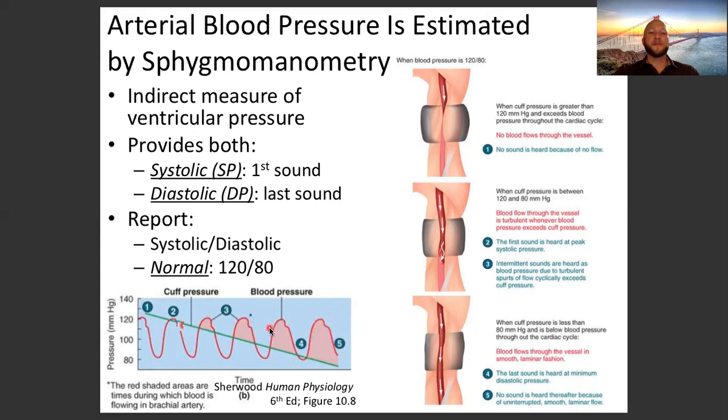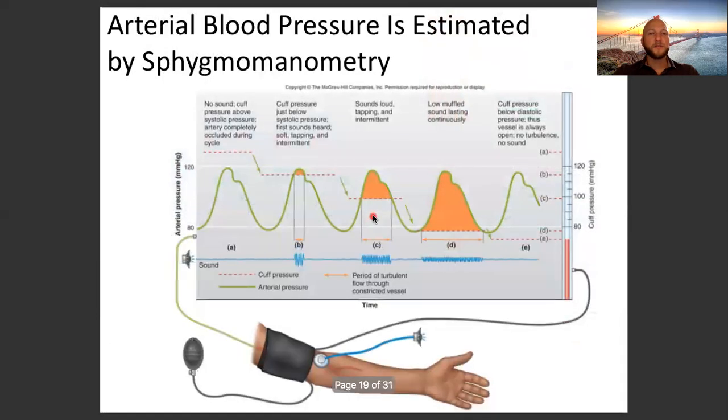These sounds have a name. They're called the Korotkoff sounds. Here it is again. Pressure's above systolic and diastolic, no sounds. The moment the pressure drops below systolic, we'll start hearing some turbulent flows squeaking through. Start hearing more, and eventually, once it's below diastolic, the sounds will go away.